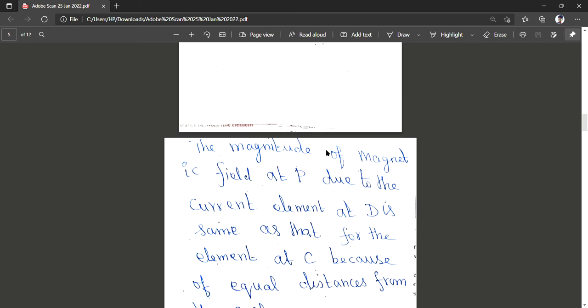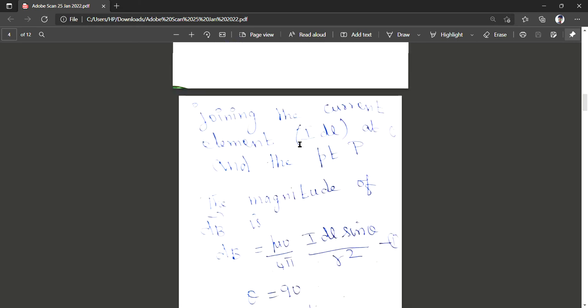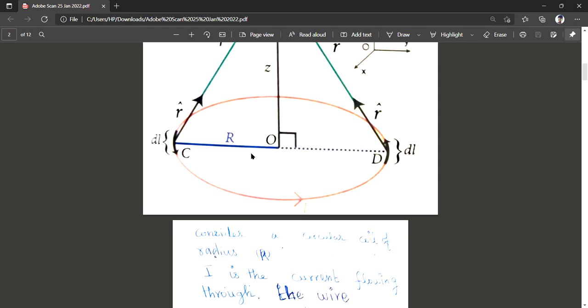Now you have to calculate the net magnetic field at the point P. The magnitude of the magnetic field at P due to the current element at D is the same as that for the element at C, because of equal distances from the coil. Look at the diagram, here OC, here OD. Both OC and OD are at equal distance.